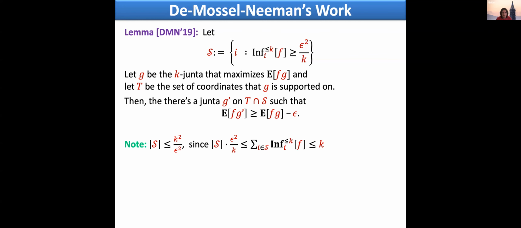Another note is that the size of S is at most k squared over epsilon squared. And this just falls out of the fact that the sum of the truncated influences is at most k, which we saw a couple slides ago.